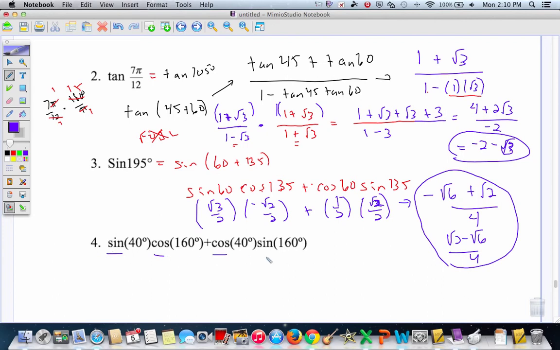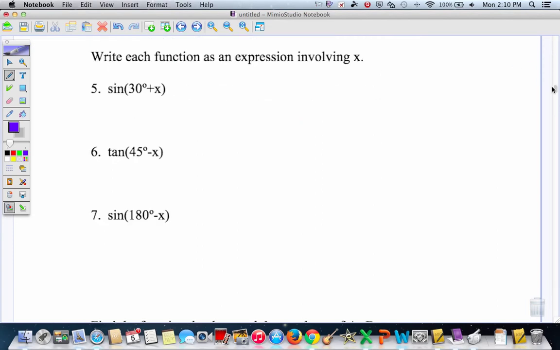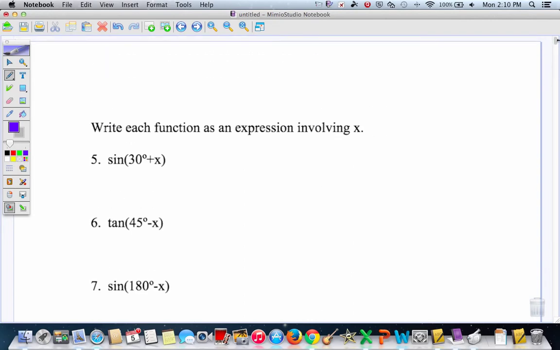So one more time here, notice this one is already expanded out, and we have sine times cosine and cosine times sine. So I'd hope we would all agree that's the sine of A plus B, or in this case, the sine of 40 plus 160. 40 plus 160 is 200. 200 is not on our unit circle, so this is all the farther we will go for this particular problem. And there's a quick introduction to our sine and tangent formulas.